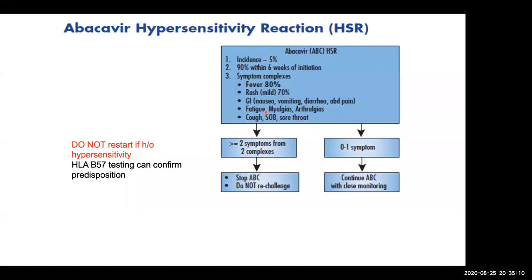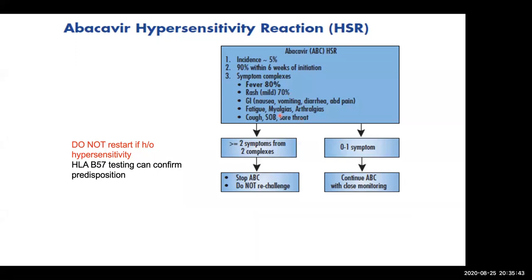So how do you know whether a patient is presenting with such? Number one is that you should not be scared of it, because when it happens for the first time, it tends not to be very bad, right? So generally it happens within the first 6 weeks. So number one, it must be a patient who started abacavir in the last 6 weeks or so, right? And they present with either fever, rash, some nausea, vomiting kind of symptoms, body pains, joint pains, cough, and sore throat.